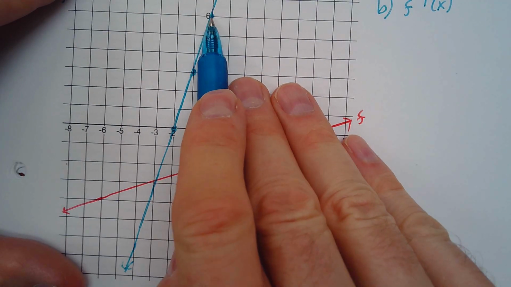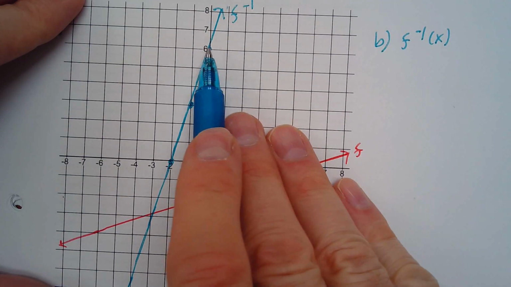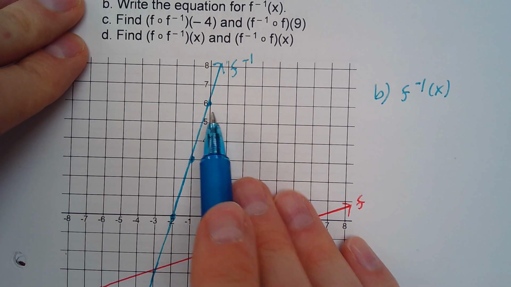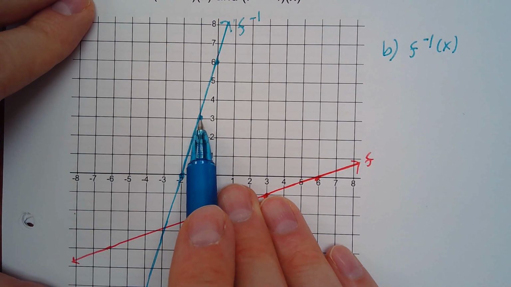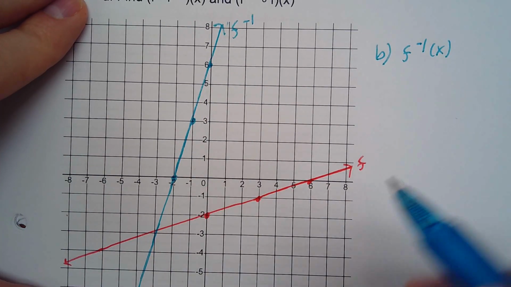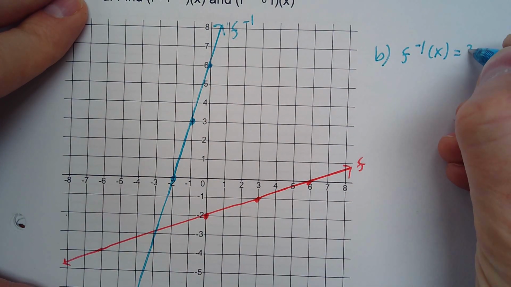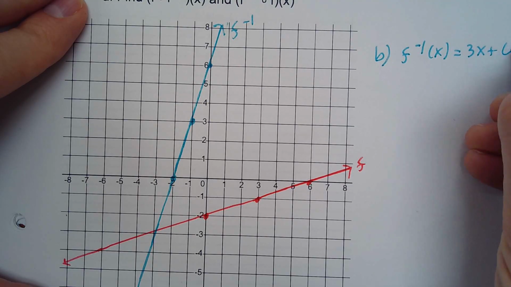Well, I have a y-intercept of 6. My slope here, I can tell, I go up 3 over 1. That would be 3, so it should be 3x plus 6.